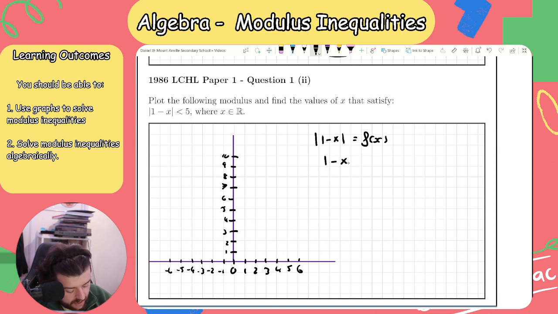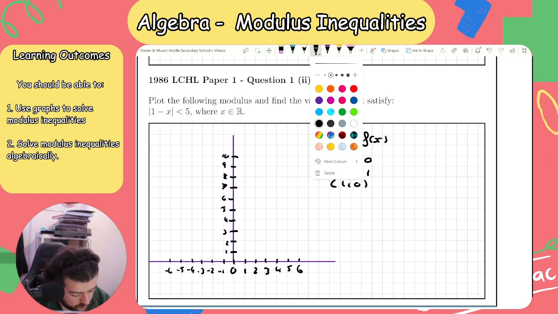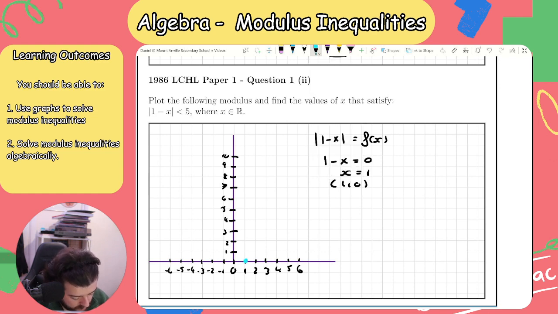So first I'll let it equal 0. So I'm going to get x is equal to 1. So my first point is (1, 0). So I'm going to plot that first. So (1, 0), that goes here.